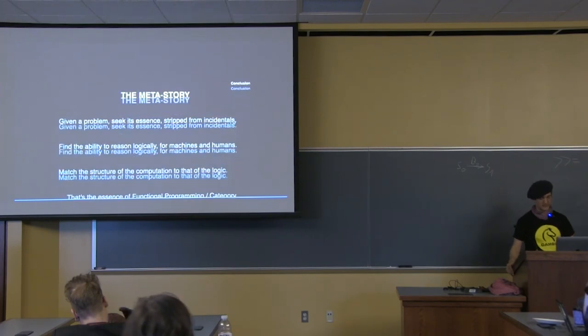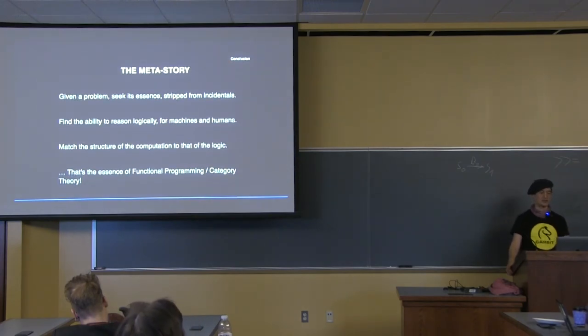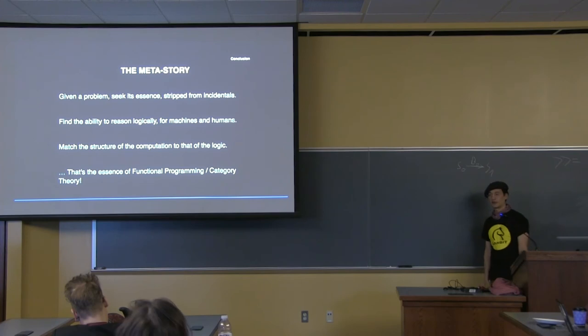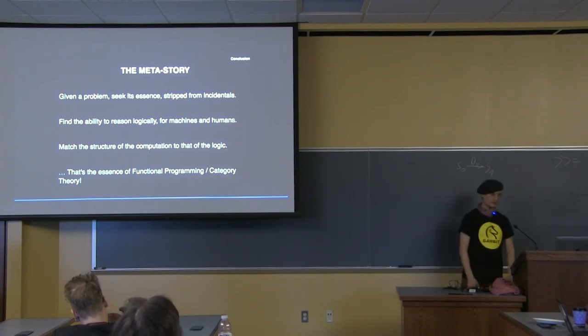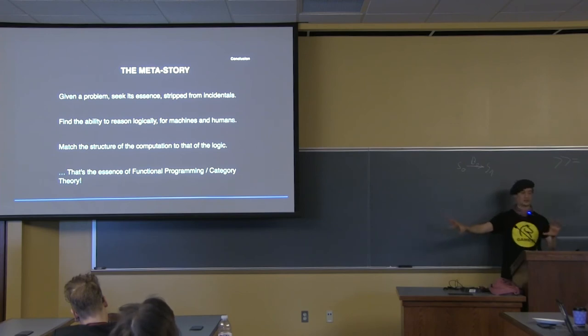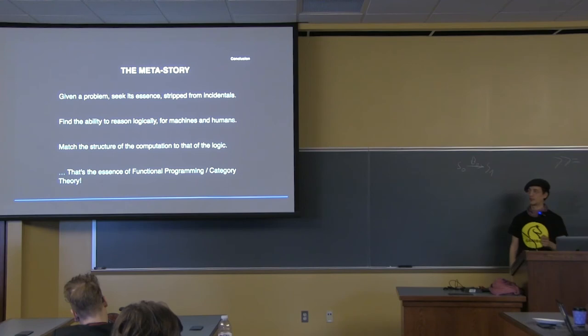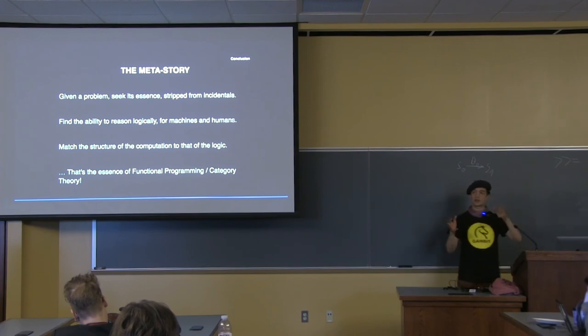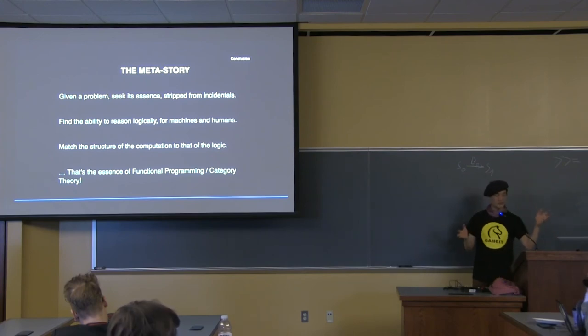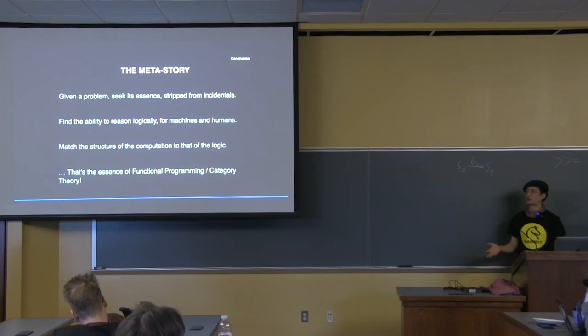And my meta story is that given a problem, you should seek out its essence. What is the essence of a problem? And strip all the incidentals. You should have the ability to reason logically about your problem for machines as well as humans. And then you can match the structure of your computation to the logic of that problem. And that's the essence of functional programming and category theory.